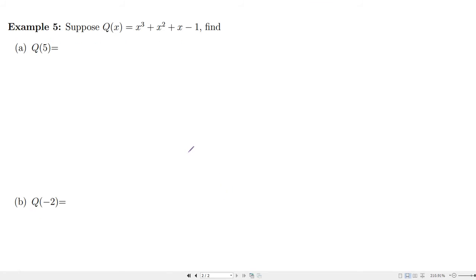Okay, so now let's suppose that we have the following polynomial. Q of x is x cubed plus x squared plus x minus 1. And we want to find the value of the polynomial at certain inputs. Just like what we did with linear functions, or functions in general, you're going to have the same procedure. This is your input, and so you plug that in. That is the rule you use. So it'll be 5 cubed plus 5 squared plus 5 minus 1. And so we just need to simplify this. So this is 125 plus 25 plus 5 minus 1. So that would be 155, and then minus 1 would be 154.